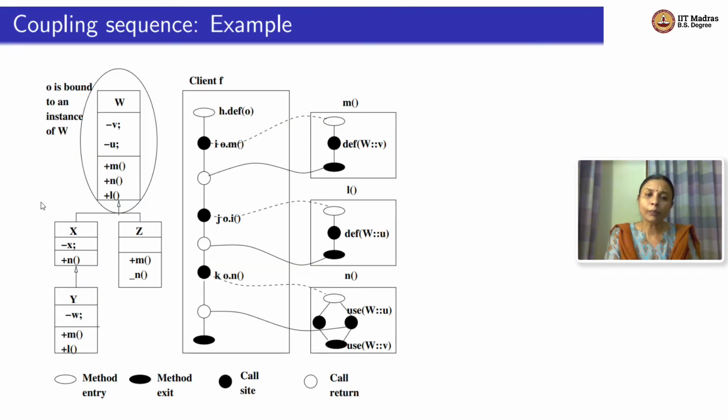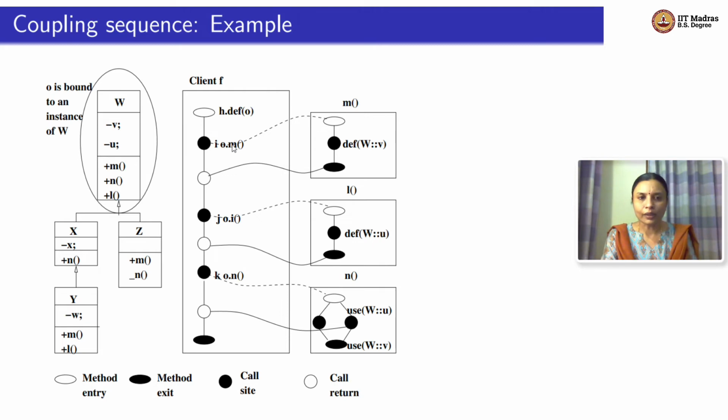So here is an example of a coupling sequence. On the left, the picture that you see is a class inheritance hierarchy. There is a parent class W, child classes X and Z, which in turn has another child class Y. Y is the descendant of W. Let's say we have an object o that is bound to an instance of W. The rest of the picture is read similarly. W has two variables V and U, three methods M, N, and K. X has one variable X, a method N, and so on.